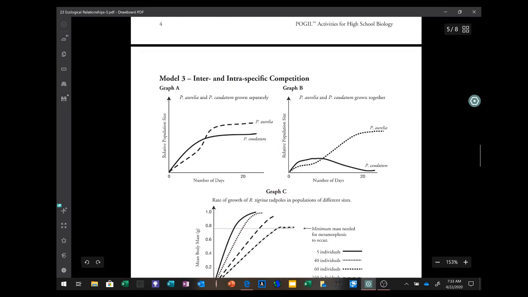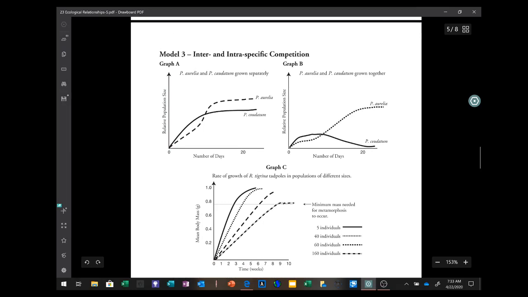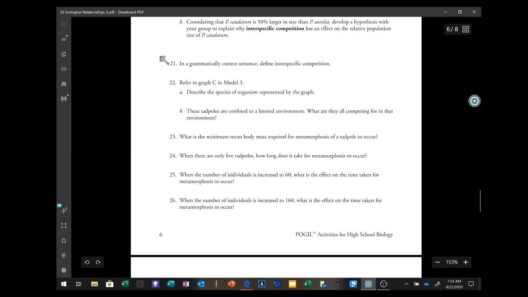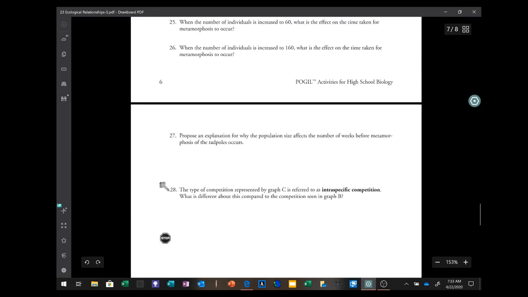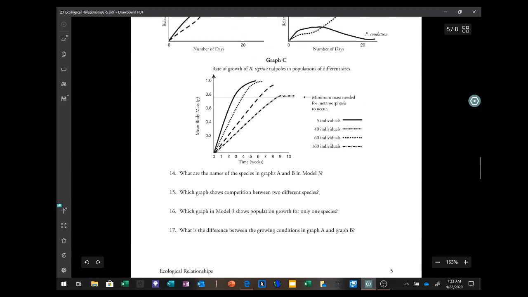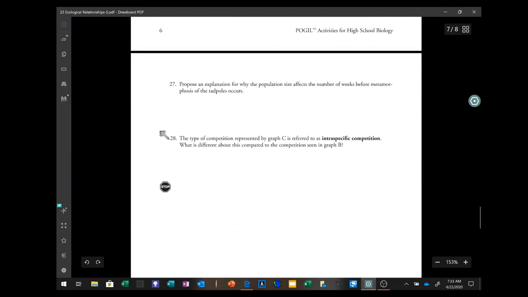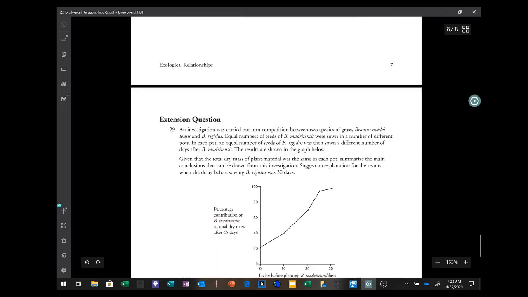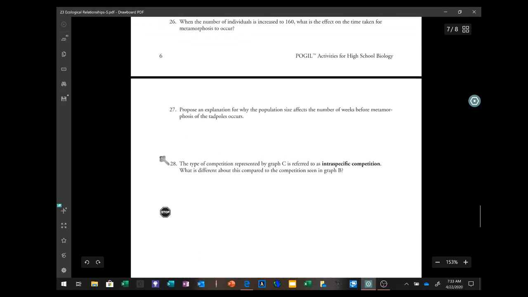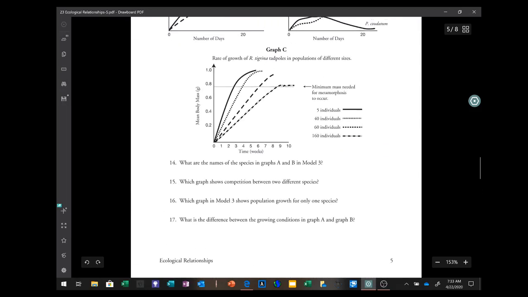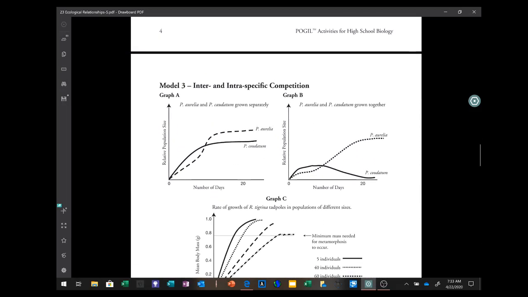All right. Now, straight down here, model 3, I'd like you to complete the rest of it too. This would be 3, 4. Oh, excuse me. I'm sorry. My bad. This is page 5, 6, 7, and then try this extension question also. Some of these questions are pretty easy. They'll pull right off the graphs. Some of them are a little more difficult. They're going to challenge you a little bit. Do the best you can with that.